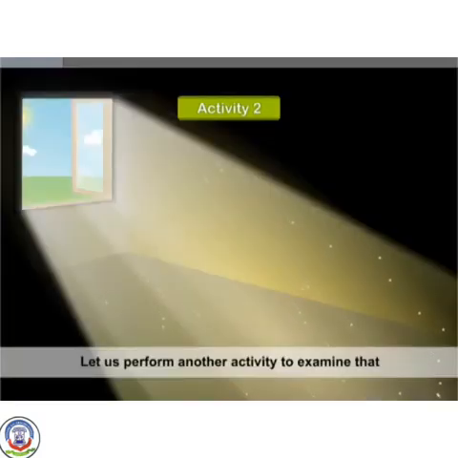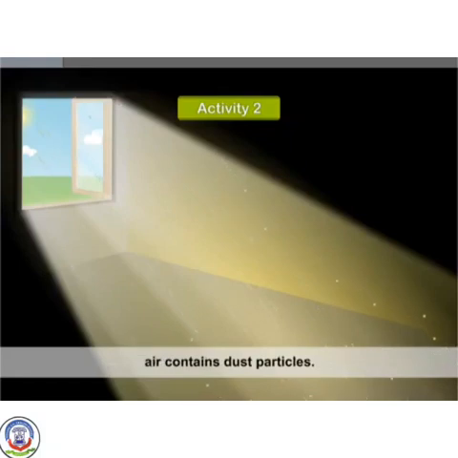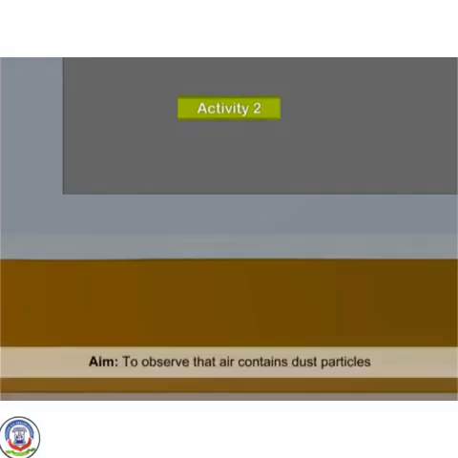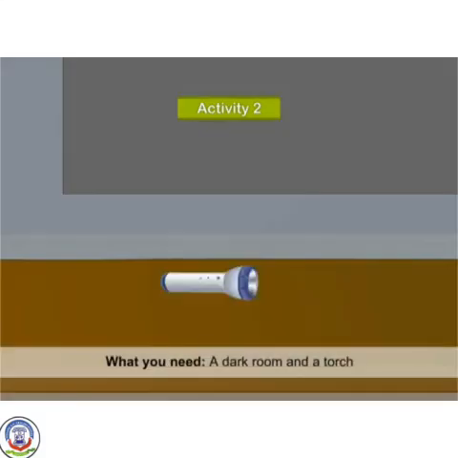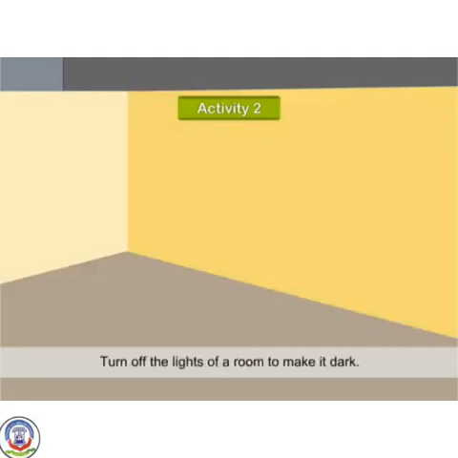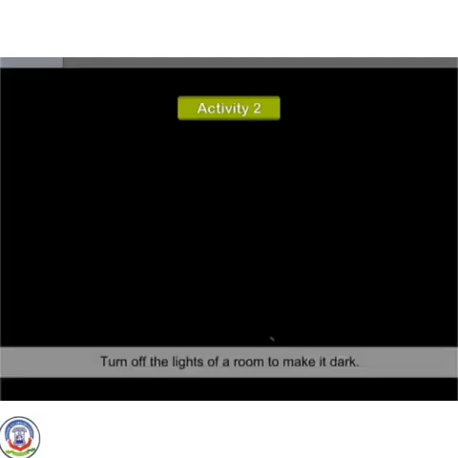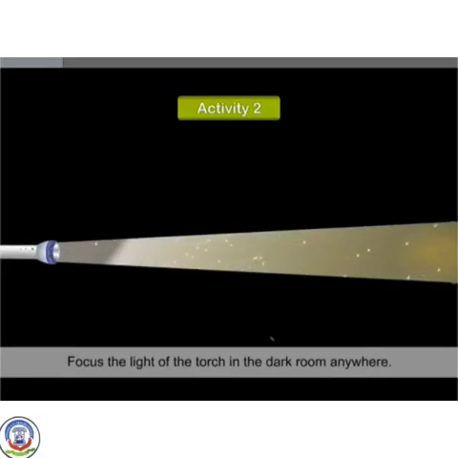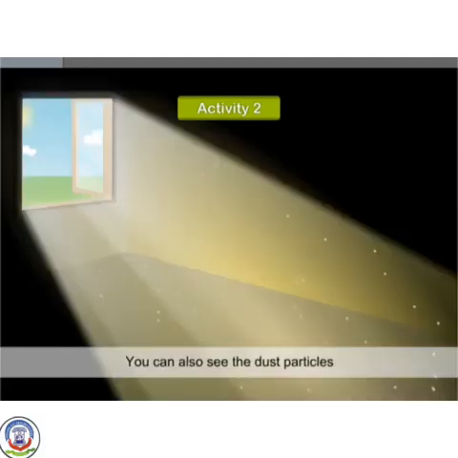Activity 2. Let us perform another activity to examine that air contains dust particles. Aim: to observe that air contains dust particles. What you need: a dark room and a torch. Method: turn off the lights of a room to make it dark. Focus the light of the torch in the dark room anywhere. You can easily see the dust particles moving in the air. This proves that air contains dust particles. You can also see the dust particles when the sun rays enter a dark room.